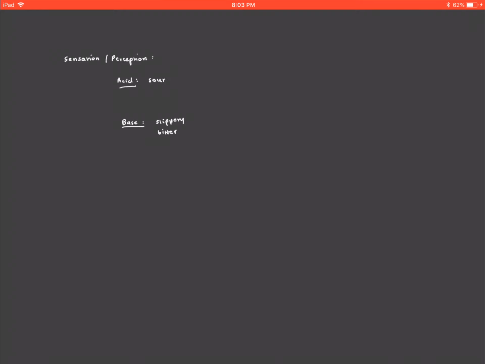So a common example of an acid is something like vinegar. And a common example of a base is something like soap. So soap is slippery, and if it's ever gotten into your mouth while you're showering, you know it's bitter. So the previous definition, the sensation perception definition, is very qualitative. It will not be used at all when taking into account calculations and different reactions.